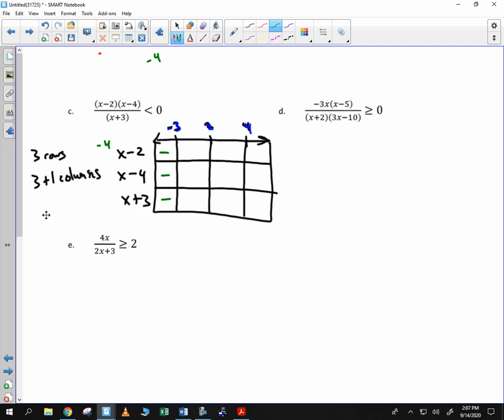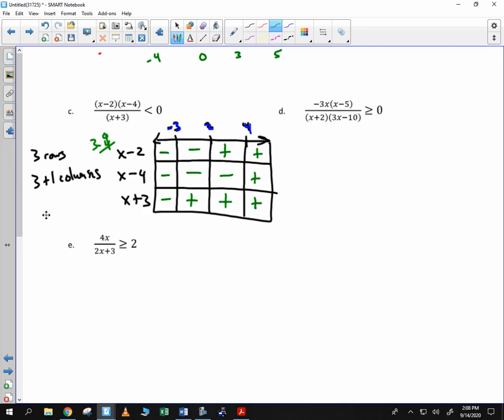I'll test a value between -3 and 2. I'll test 0. When I plug 0 in for these x's, 0 minus 2 is negative, 0 minus 4 is negative, and 0 plus 3 is positive. Now I'll plug in 3. If I plug in 3, 3 minus 2 is positive, 3 minus 4 is negative, and 3 plus 3 is positive. Now I will try 5. That is to the right of 4. 5 minus 2 is positive, 5 minus 4 is positive, and 5 plus 3 is positive.